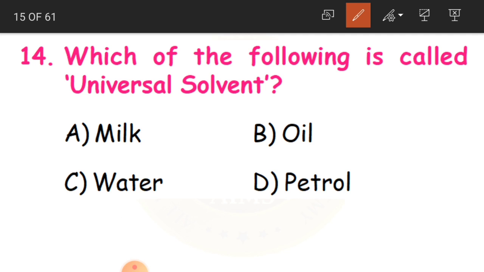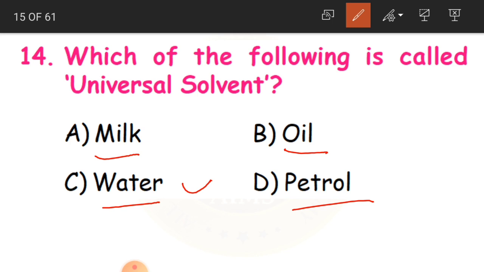Okay, so here if you see, which of the following is called universal solvent, whether it is milk, oil, water or petrol. So can you guess children, which will be the universal solvent? Yes, it is water.